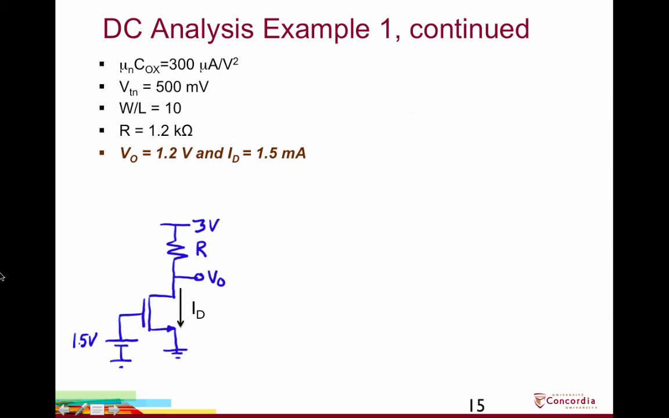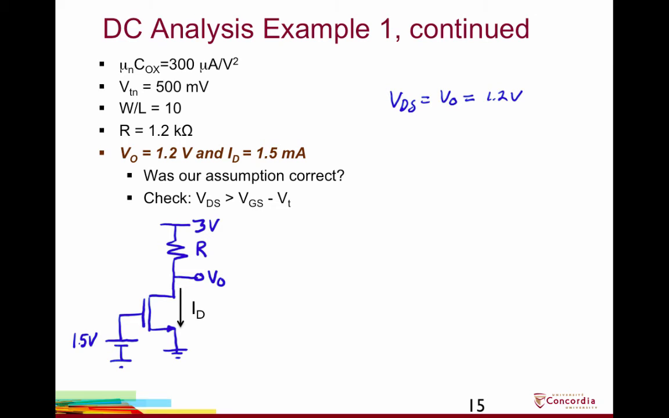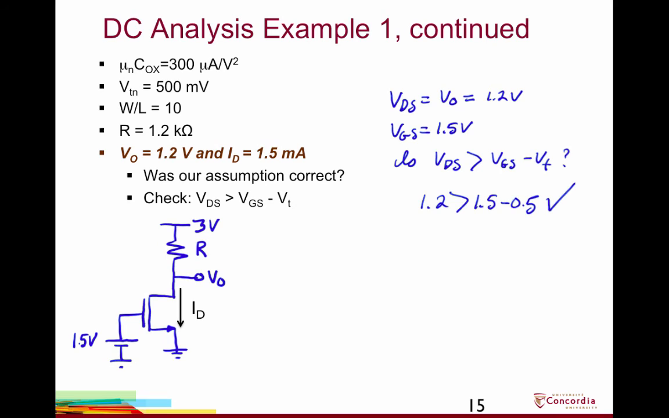Let's check. We are in saturation if the drain source voltage is greater than VGS minus VT. Is VDS greater than the overdrive voltage? VDS is equal to the output voltage here, which is 1.2 volts, and VGS is equal to 1.5 volts. Our threshold voltage is half a volt, and so yes, VDS is greater than VGS minus VT. 1.2 is greater than 1. We're close to the boundary, though, so this might not be the best bias point for an amplifier if we want to have a large swing at the output while still keeping the transistor in saturation. But our assumption was correct.